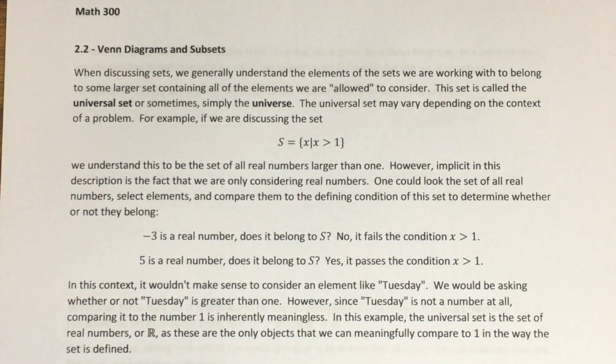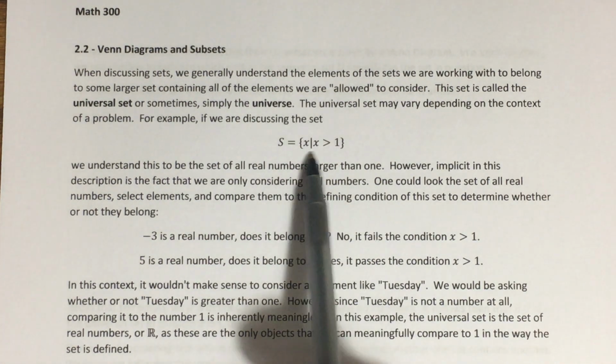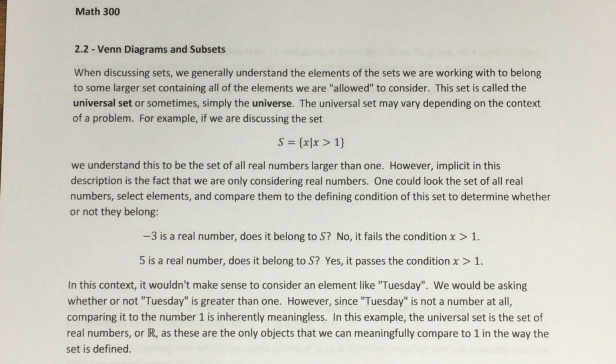Now, think of some of the sets we looked at back in 2.1. Sets can contain literally any element whatsoever. They can be numbers, they can be letters of the alphabet, they can be days of the week, they can be ideas, shapes, literally anything that's an object can belong to a set. However, a number of those things would not make sense to be considering in the context of a set like this one. So here's what I mean by that.